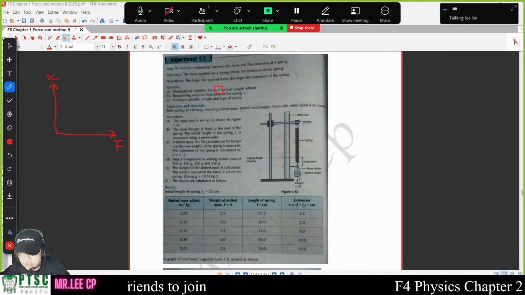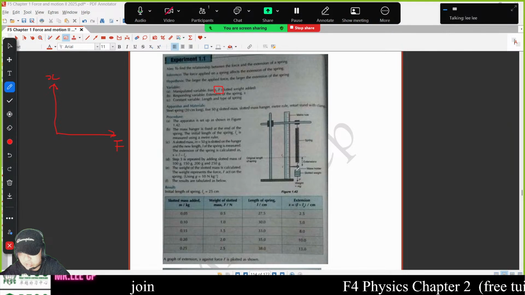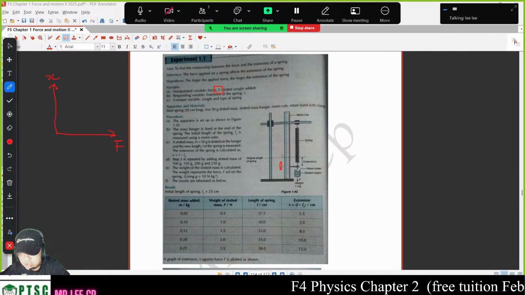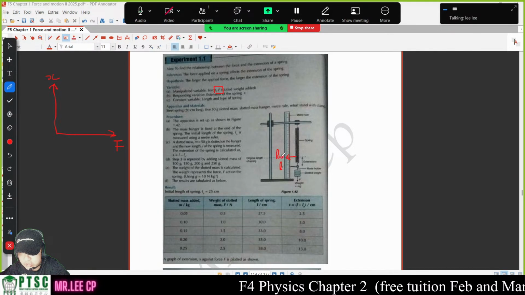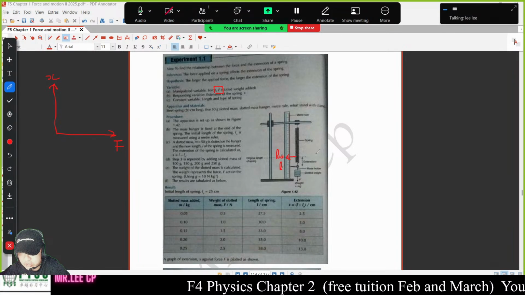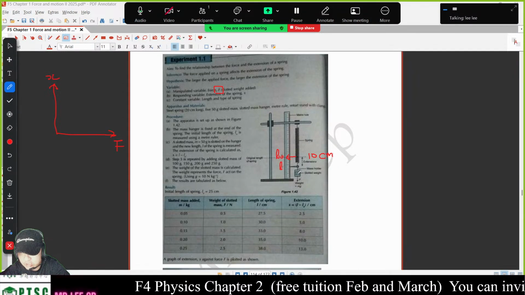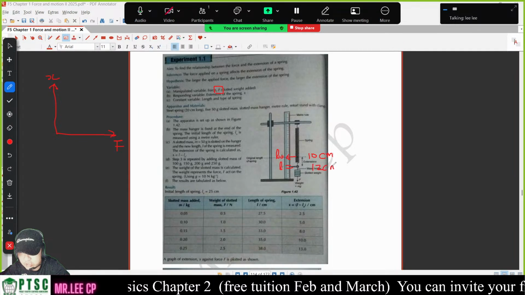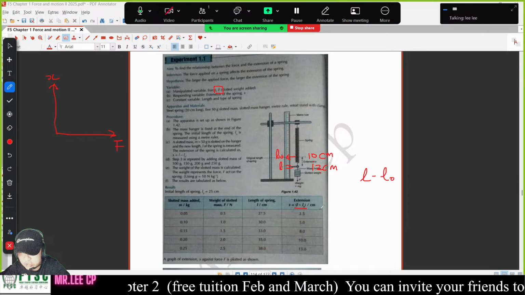So what happens is you set up this experiment, you hang a spring here, and then you have one needle pointing to L. But before you hang any object, it points to here. We call it L naught, so you record the L naught first. For example, before you hang any object it is 10 cm. So you hang one lot here, 100 gram, and it will point to 12 cm. L is equal to 12 cm. So 12 minus 10 is L minus L naught.